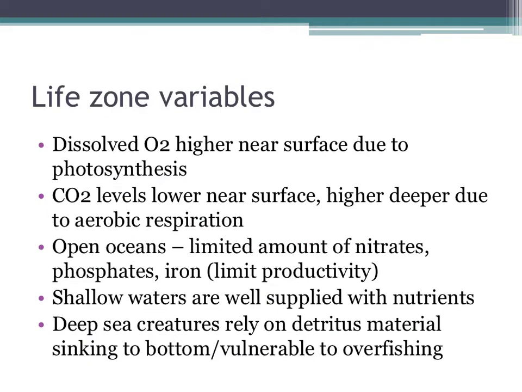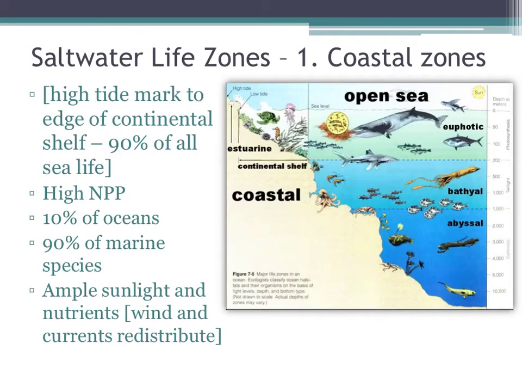Deep sea creatures do rely on detritus material. There's something called marine snow. So when things die on the surface, they actually float down, and those animals will eat them on the bottom. The problem is these deep sea creatures are very vulnerable to overfishing. We're going to talk about that down the road, unfortunately.